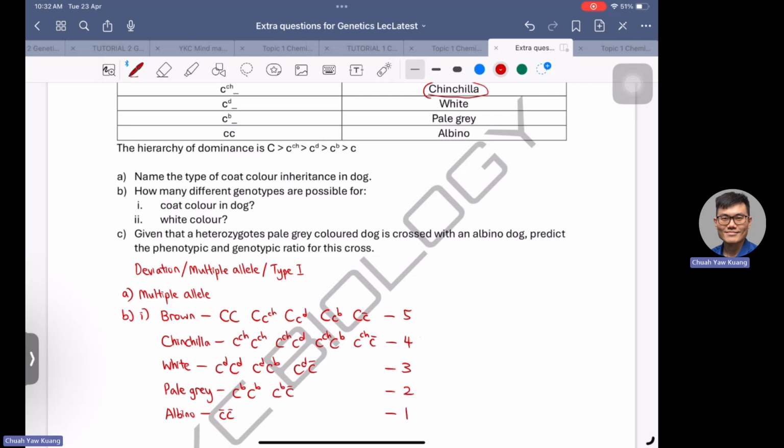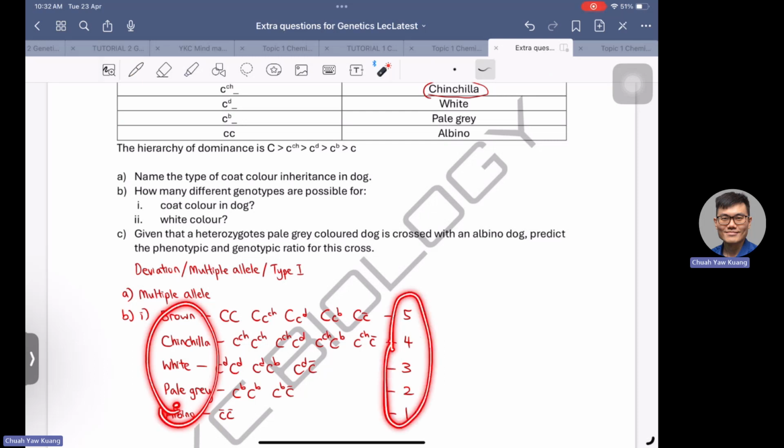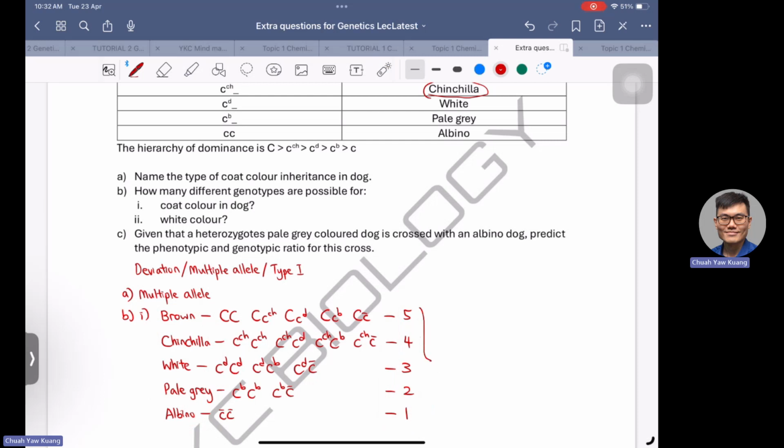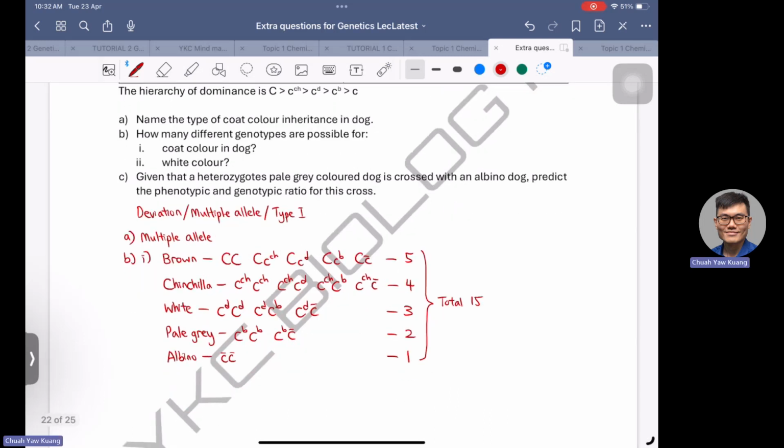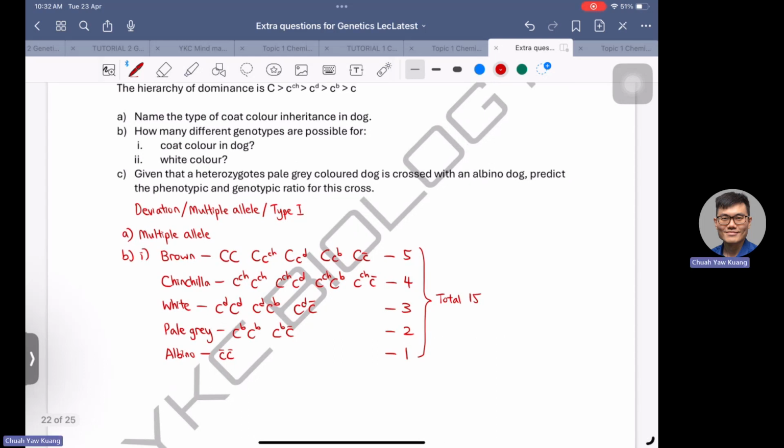Okay, so we sum up the total number of genotypes that can control all of these coat colors: 5 plus 4 plus 3 plus 2 plus 1. Okay, so you sum up all, the total is 15. So that is the answer for B1. Yeah, total got 15 genotypes.